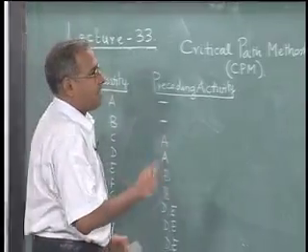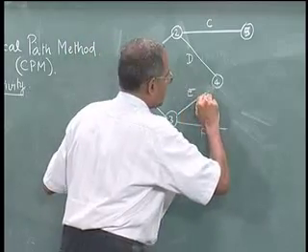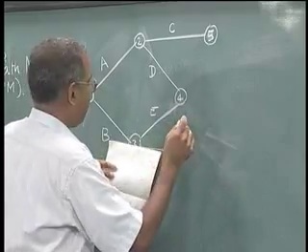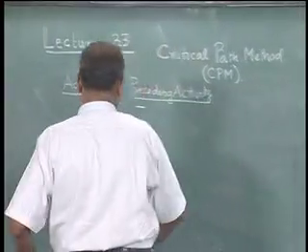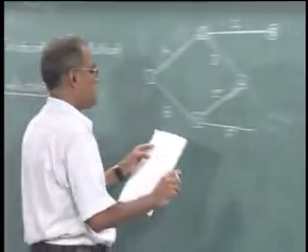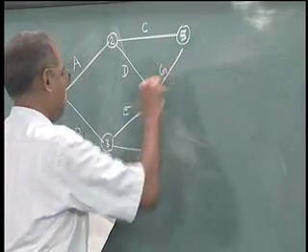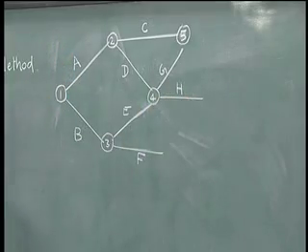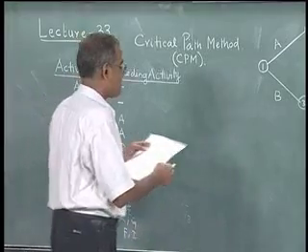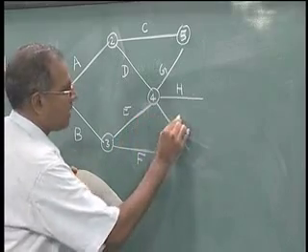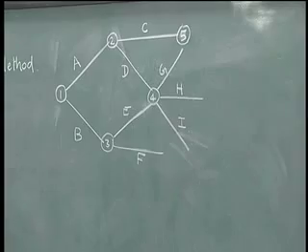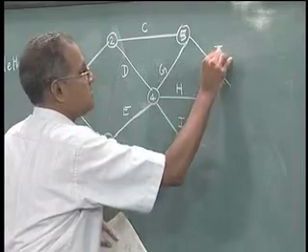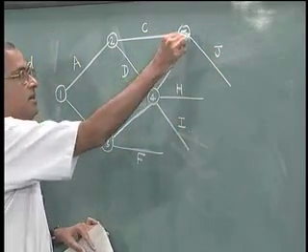Then for G, I need both D and E to be completed. So, this would now indicate the completion of both D and E. Therefore, I would do G and H. So, G goes like this, H goes like this. Now, I also has D and E to be completed. So, I goes like this. Now, for J it is C and G. So, this is C and G. So, now J comes here because C and G are over here. So, J comes here.